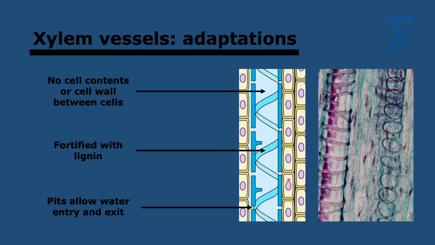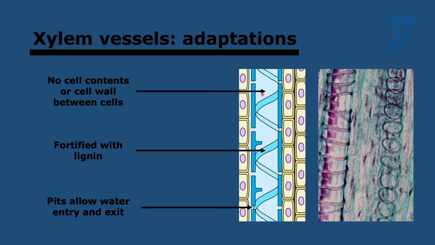So what are some adaptations of xylem vessels? Xylem vessels are formed by columns of cells, although it doesn't really seem like this is a cell, but these were cells that have been emptied out. The cell wall between the cells, as you can see here, is empty. There's no cell wall here. And the contents of the cell are also incomplete or completely absent. This creates continuous tubes, meaning water can flow through very well.